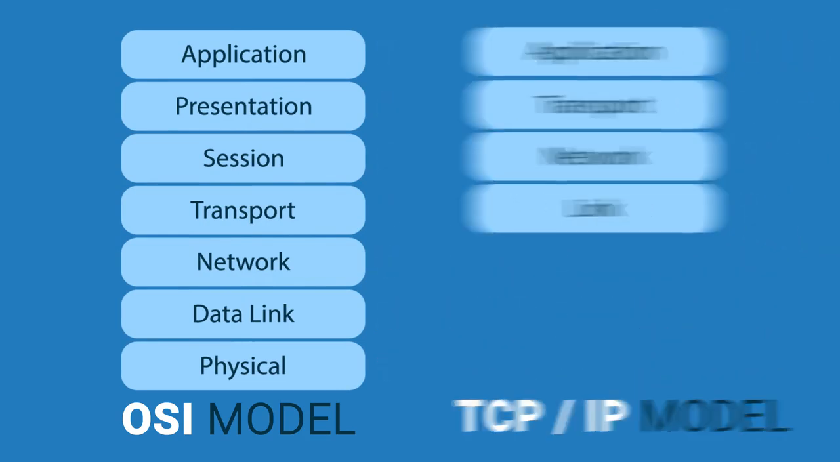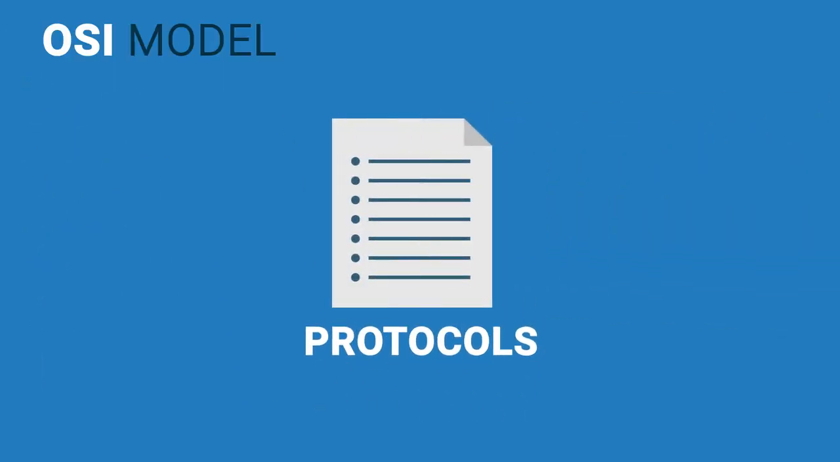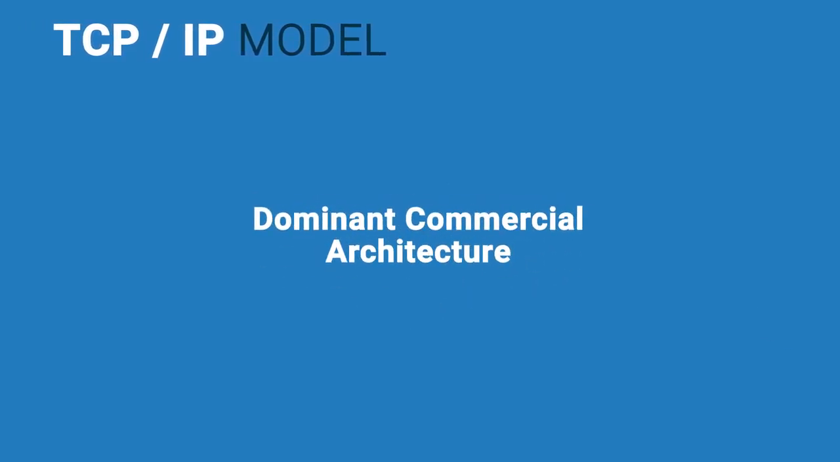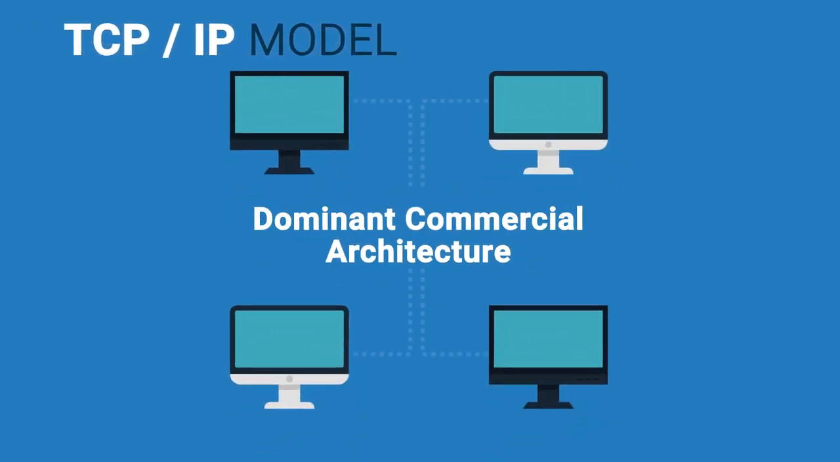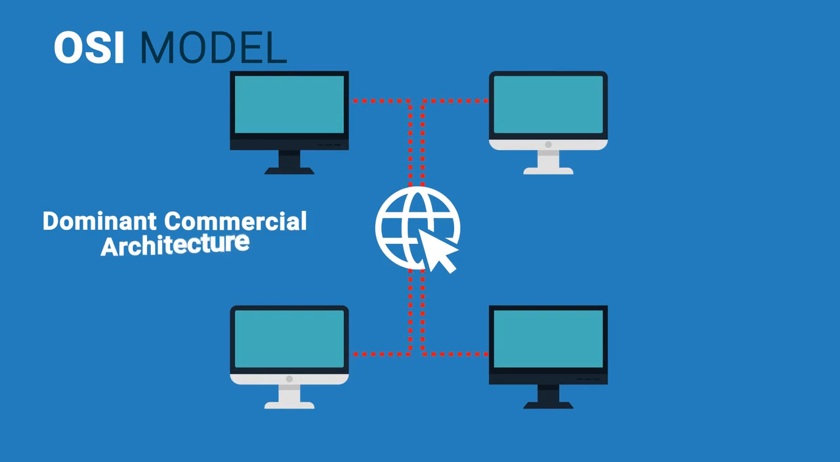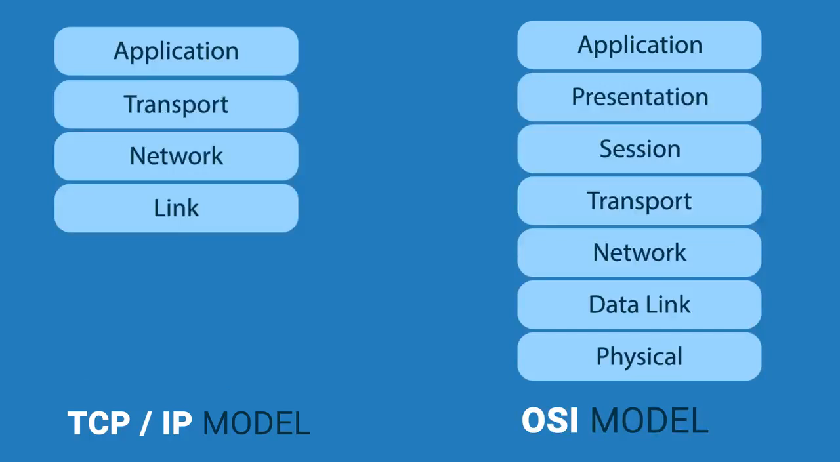The OSI model dominated networking literature before 1990. The protocols related to the OSI model are not used anymore, but the model itself is actually quite conventional and still valid. TCP/IP became the dominant commercial architecture because it was used and tested extensively on the internet. The OSI reference model was never fully implemented. Unlike the OSI reference model, in TCP/IP, protocols are widely used, but the model itself is not of much use. For the same reason, we have to examine both of them in detail.